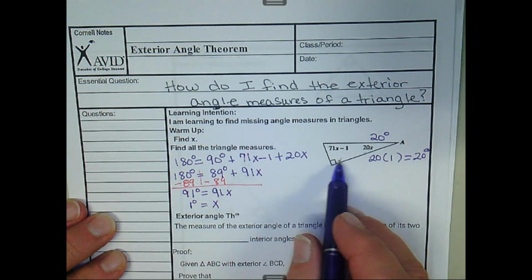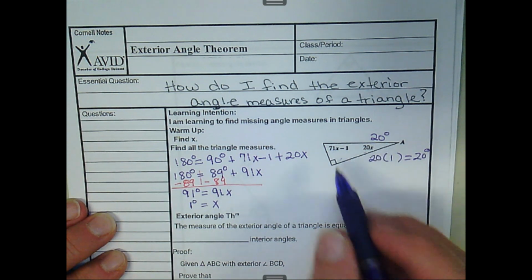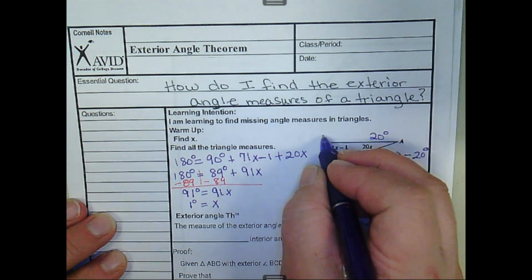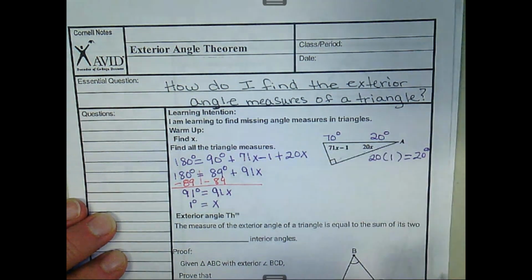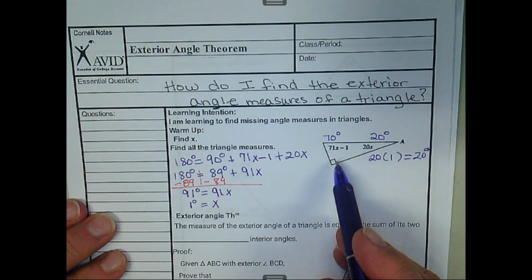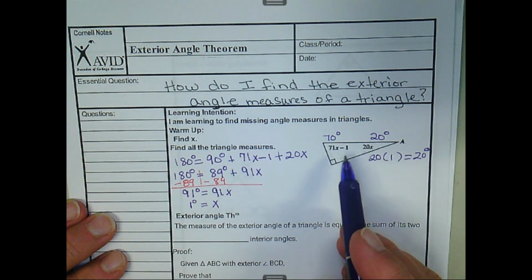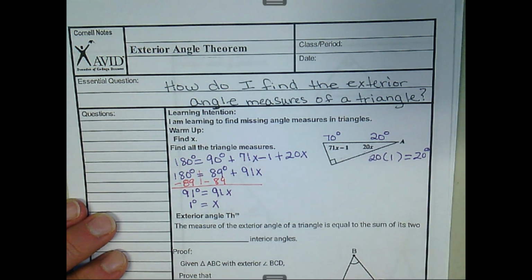Okay, this is 90. That means these two add up to 90. If this one's 20, then this one has to be 70 degrees. Whenever you have a right triangle, you know that the acute angles will have to add up to 90 degrees also.